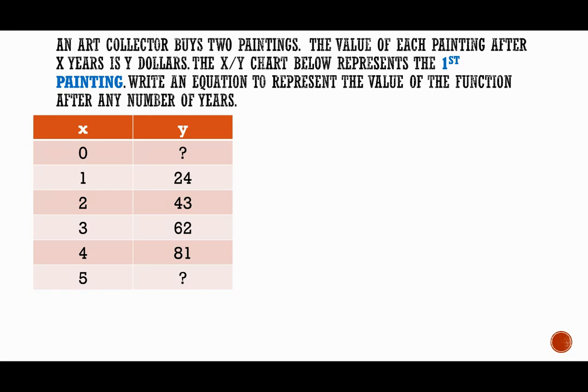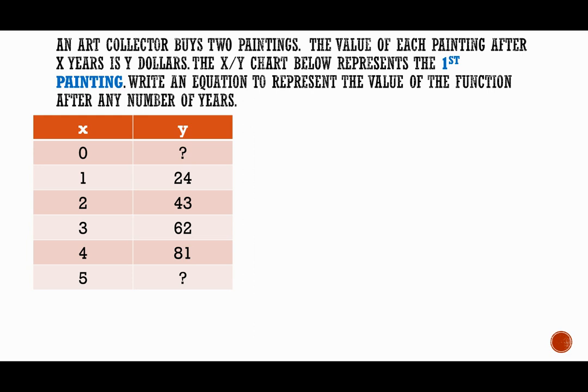Let's keep looking at some examples. All right, example after example. An art collector buys 2 paintings. The value of each painting after X years is Y dollars. The XY chart represents the first painting. And I want to write an equation to represent the function.